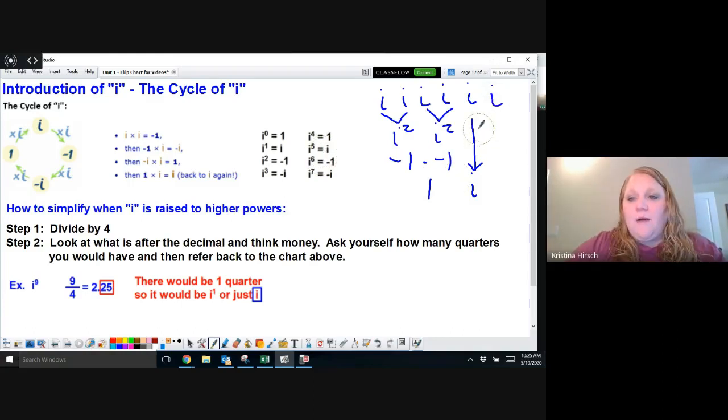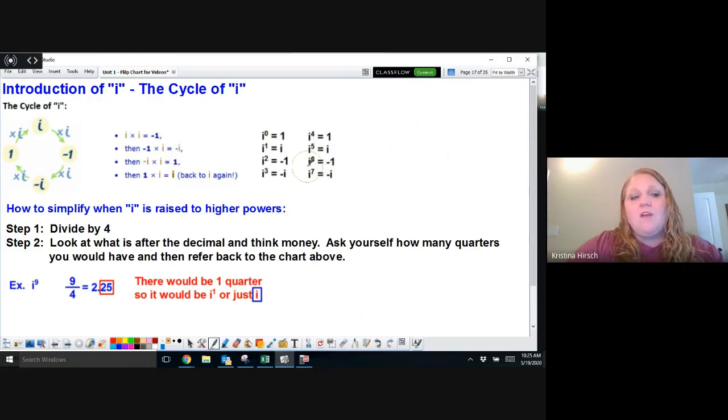Then I would have another i squared, right? Which we know is negative 1. Which would be 1 times negative 1, which is negative 1. So you could keep going, but I want you to realize that the cycle is essentially just repeating itself. So the cycle of i repeats every 4 times, okay? Every 4 times. It just keeps repeating.